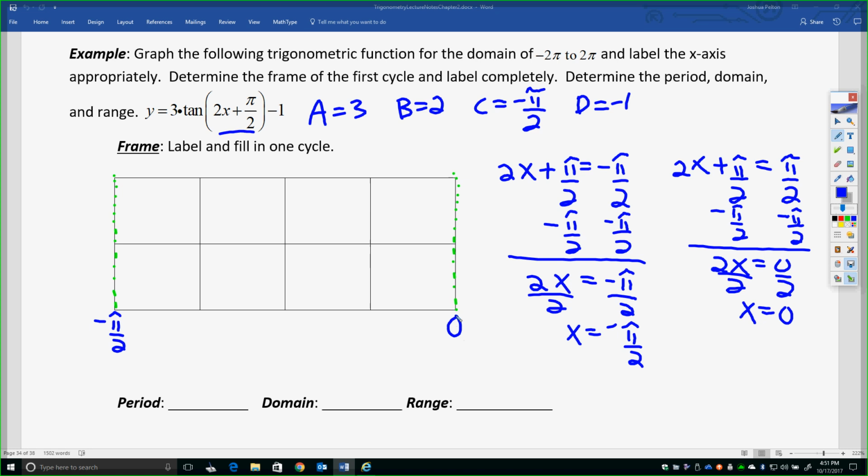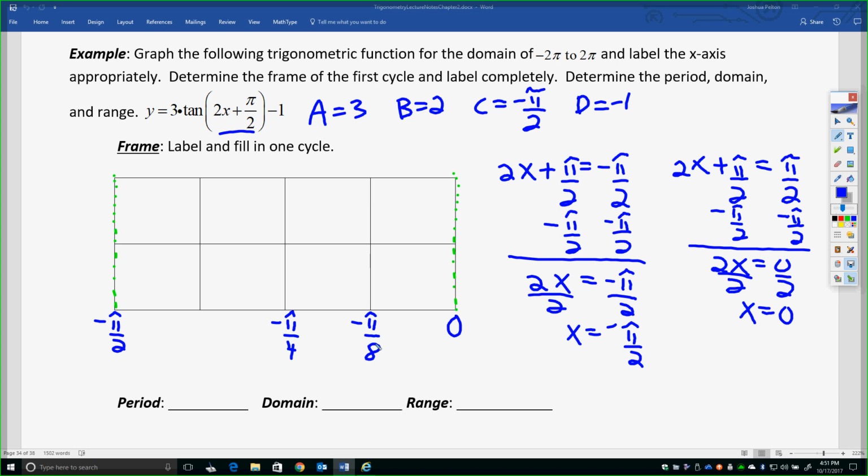Now we add them up and divide by 2. So this one is negative pi over 2 plus 0, divided by 2. Half of a half is a fourth, so that's negative pi over 4. And if we add these two up, negative pi over 4 plus 0 divided by 2, a half of a fourth is an eighth. So that's negative pi over 8.